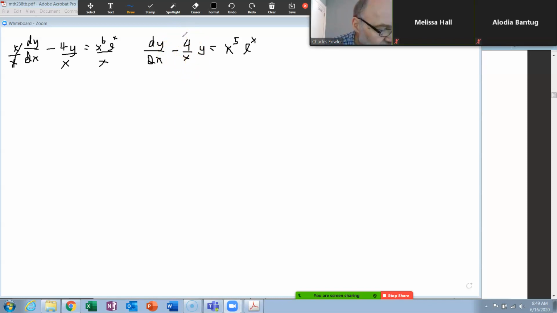Okay. And if you recall, the p of x is assumed to be positive, so you incorporate the minus sign with it. So here, what we call p of x, that coefficient of the linear y, that's equal to minus 4 over x.